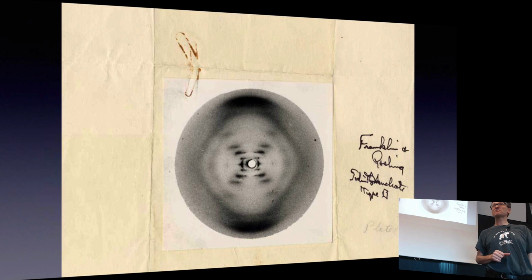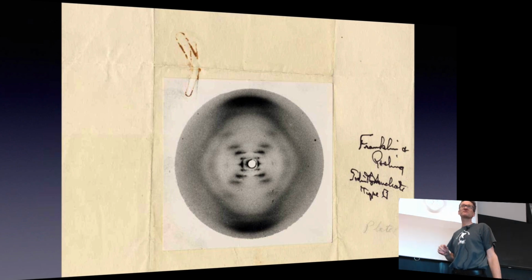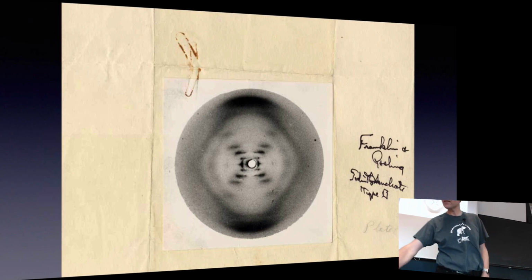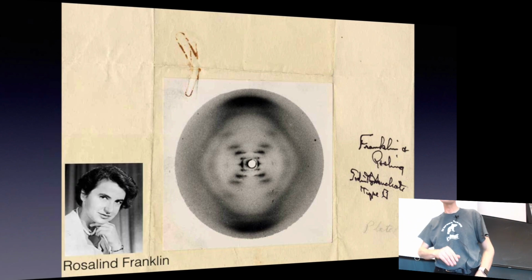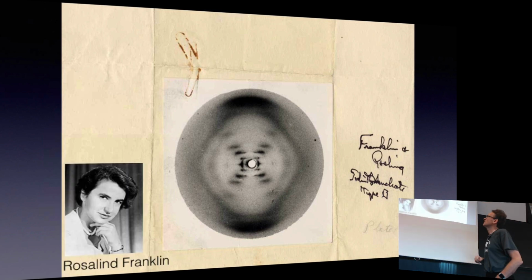For DNA, in principle, the same thing works, but it's a slightly more complicated molecule. So this is a diffraction pattern from a DNA crystal, determined by a scientist who is not as famous as she should be, Rosalind Franklin. What the scribble there says is photo 52 on May 2nd, 1952. And that's all they had.